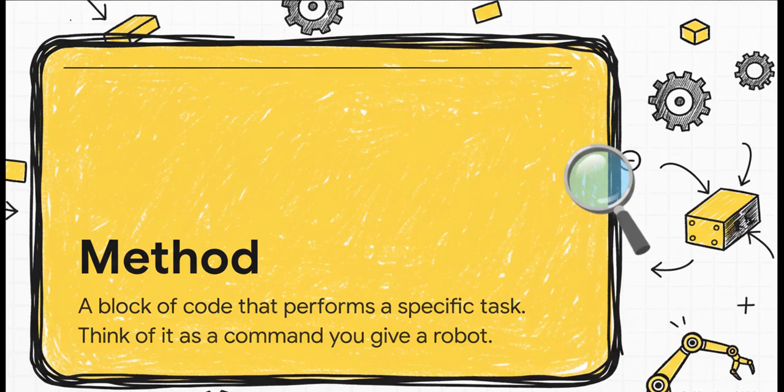I love this robot analogy. Imagine you tell a robot, make coffee. It knows exactly what steps to follow. A method is just like that. It's a reusable command you can give your program whenever you need it.